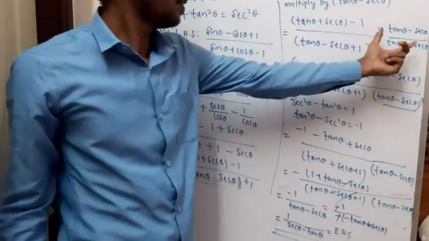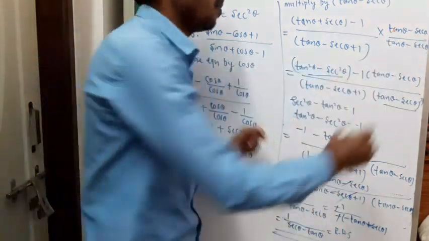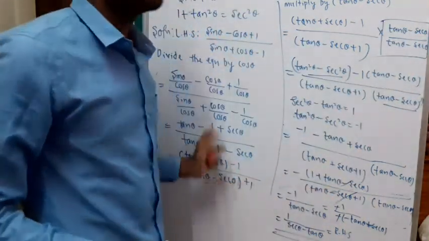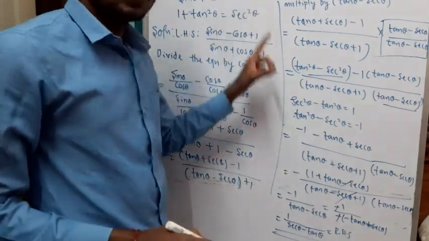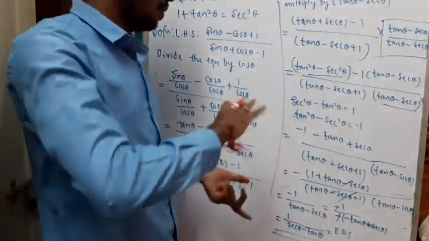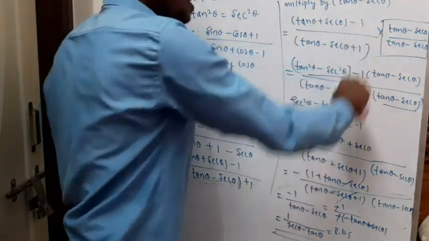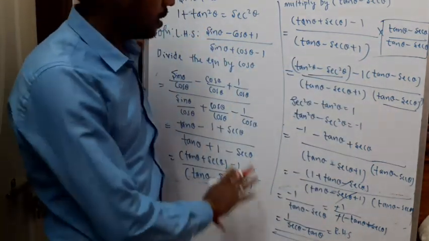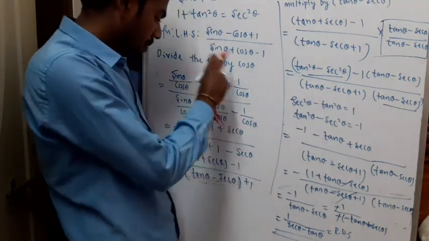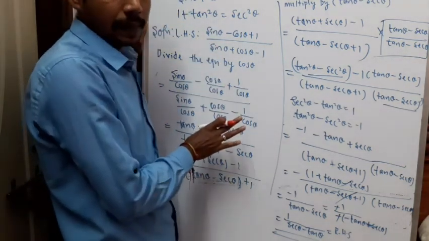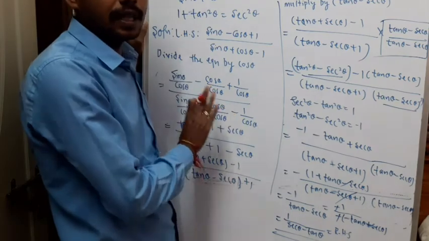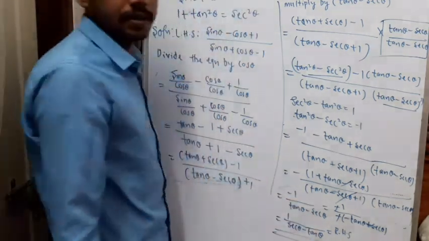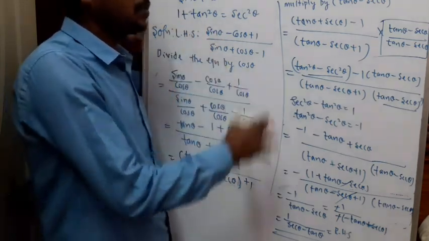The important thing is that everything is dependent on your basics. If you know the identities and how to use them, then you can solve it very easily. But you should be careful: whatever signs are there, you need to carry them in the same way. If there is a slight variation, you will not get this answer. Okay, so please note this down.